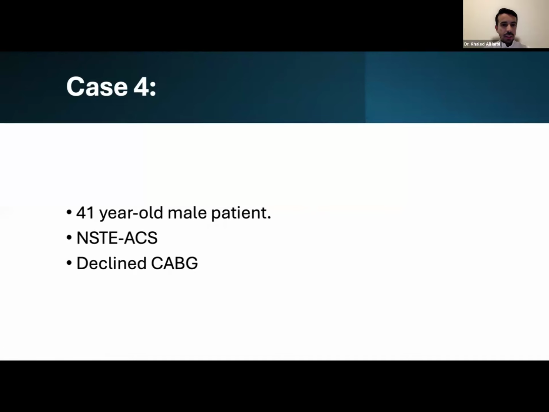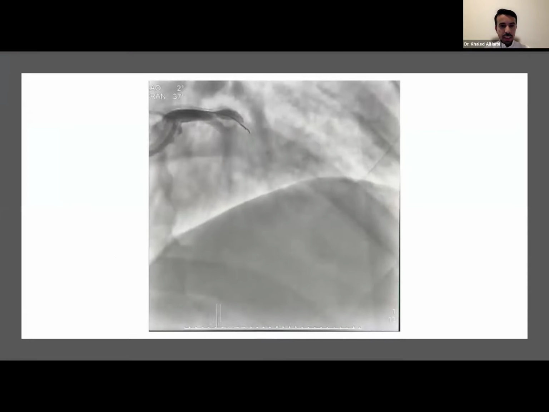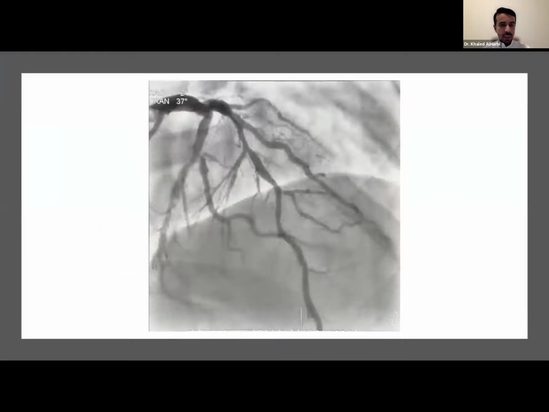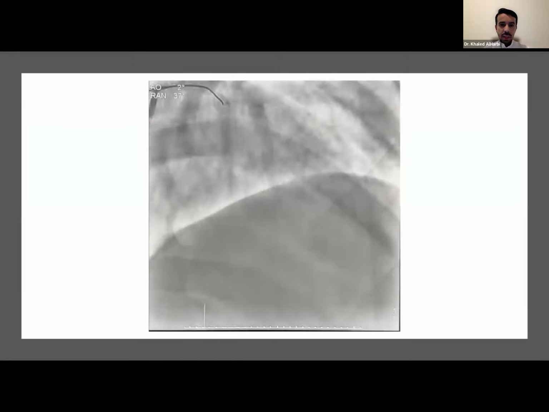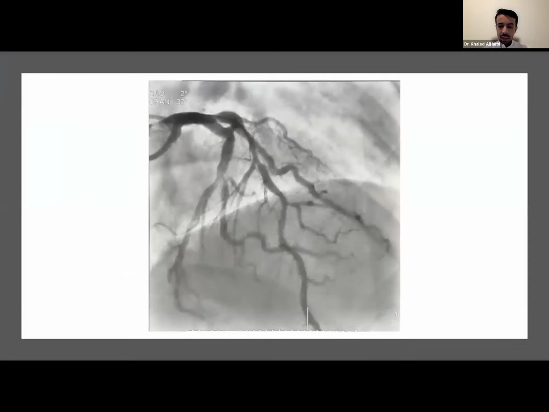Okay, so the fourth case, this is a 41-year-old male patient who was admitted with non-ST elevation acute coronary syndrome. He was discussed in our cardiac surgery meeting, and the patient declined surgery. So as you can see here, the patient has diffuse long lesion just from the distal LAD up to the proximal LAD.